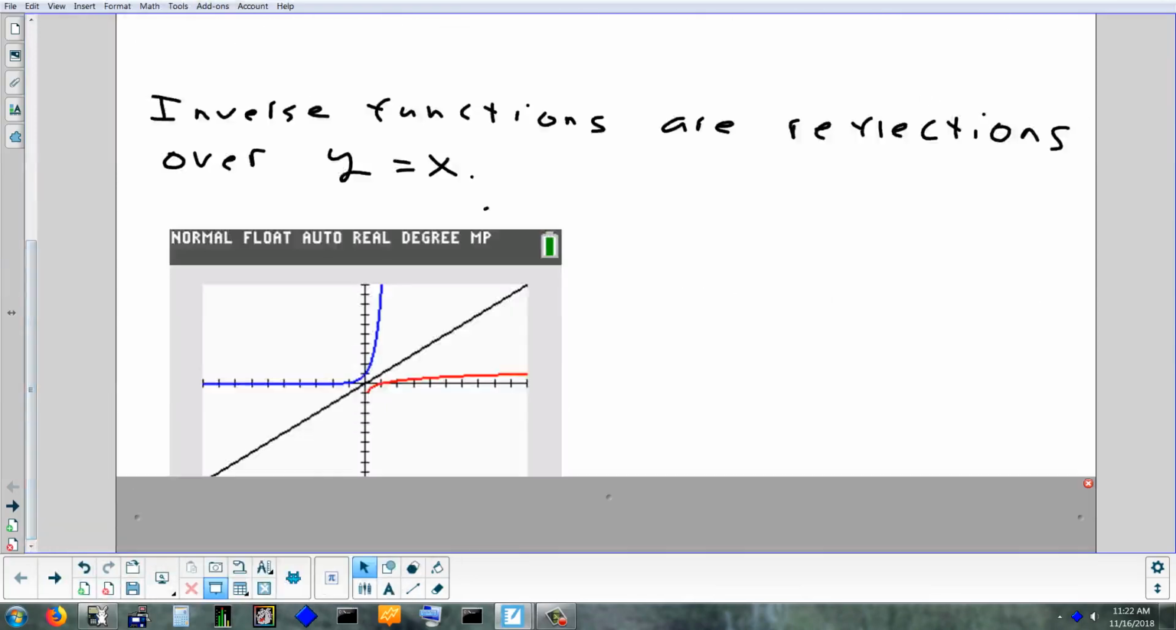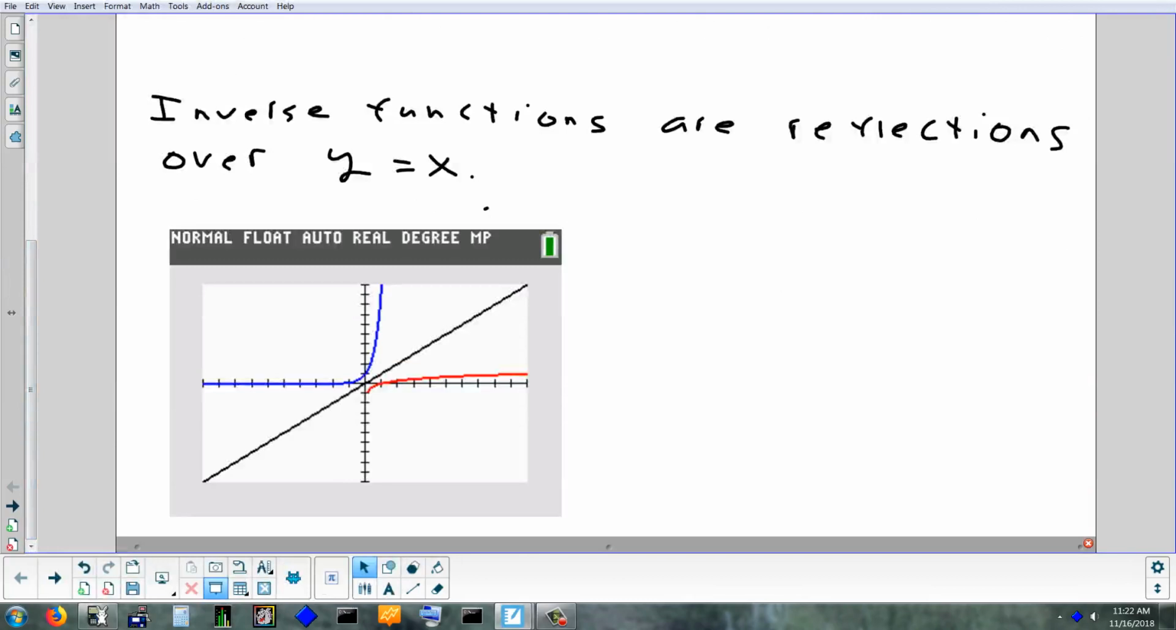And here's an example of an exponential in blue. And this is the first time we've seen a log function, and it's in red. If you were to fold right on that black line, the blue one would land right on top of the red. Notice the exponential curves up really fast. The red one curves up very slowly. They're opposites.